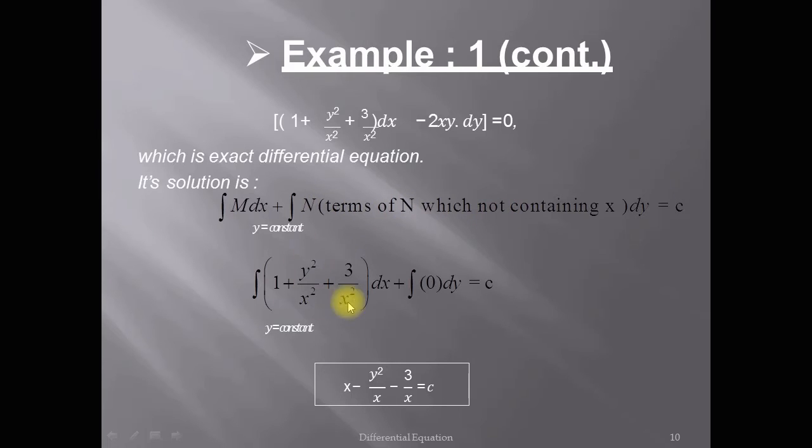So these are the terms of function m. So taking integration of the m term with respect to x, and since in this differential equation there is no term of n which does not contain x, we skip the integration of the n term, and only take the integration of m with respect to x. So the integration of 1 is x, the integration of y square by x square with respect to x is minus y square by x, and the integration of 3 by x square with respect to x is minus 3 by x, equal to c. Now this is the solution of this differential equation.